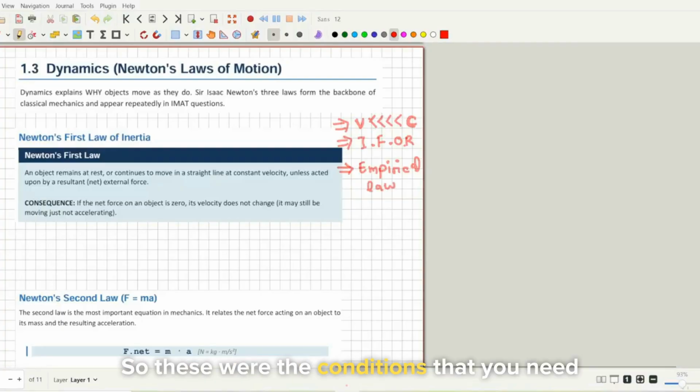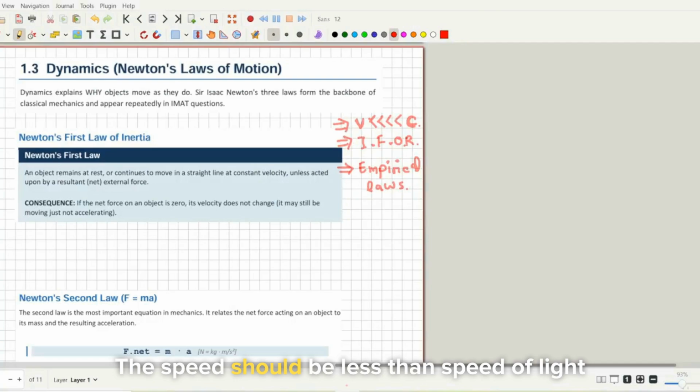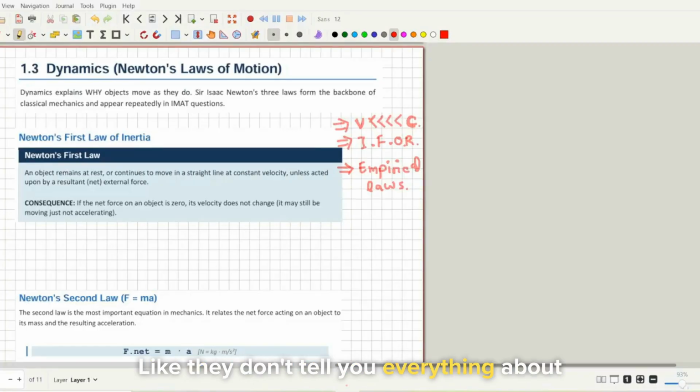So these were the conditions that you need to know before discussing these laws: the speed should be really less than the speed of light, and the frame of reference should be inertial. And the last thing is that these are actually empirical laws. They don't tell you everything about motion. They tell you about the quality and quantity. We will discuss that in detail in our laws.